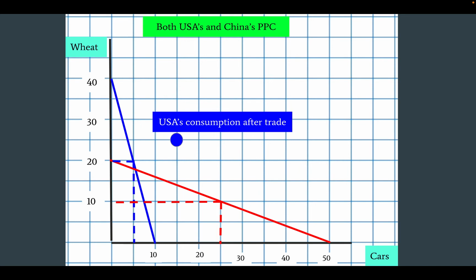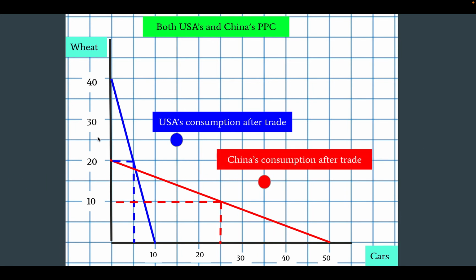USA's consumption after trade. Now, this is their production there. They're producing 40 units of wheat and 0 cars. And this is China's production. But now, if they consume 25 units of wheat and they sell the extra 15 for 15 cars, they sell it at a 1-to-1 ratio, they can consume here, even though they're producing there.